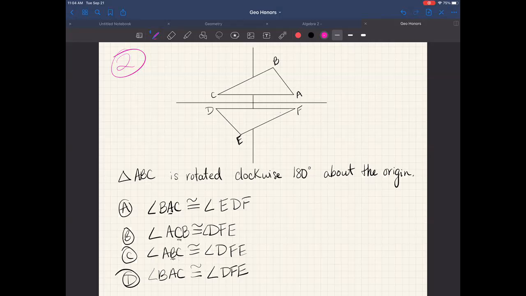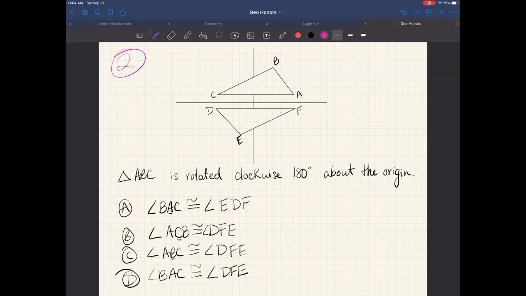Triangle ABC is rotated clockwise 180 degrees about the origin, making this new triangle DEF. So which statement is true? Another one where we have to figure out if it's true or not. Yes, Kaylee. I was visualizing it going clockwise. So again, put your response in the chat.